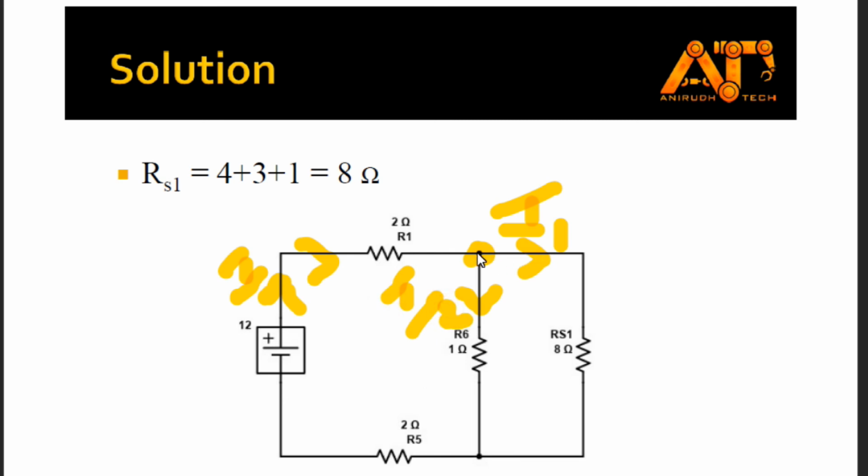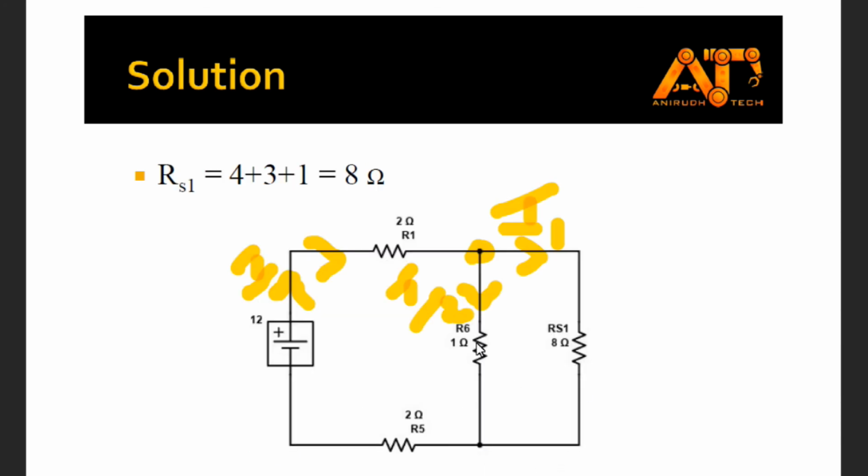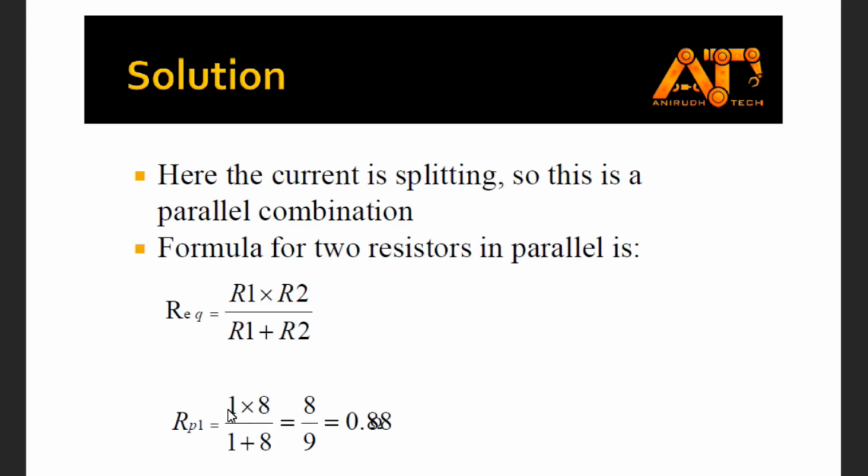Different current is flowing through this side and this side, so we can say that R6 and RS1 are in parallel. We can write the formula for two resistors in parallel. I had already told you, if we have only two resistors we can write R1 into R2 divided by R1 plus R2. So we write 1 into 8 divided by 1 plus 8. Our resistors are 1 ohm and 8 ohm. That is equal to 8 by 9, and sorry for the printing mistake here, this is 0.88 ohms.